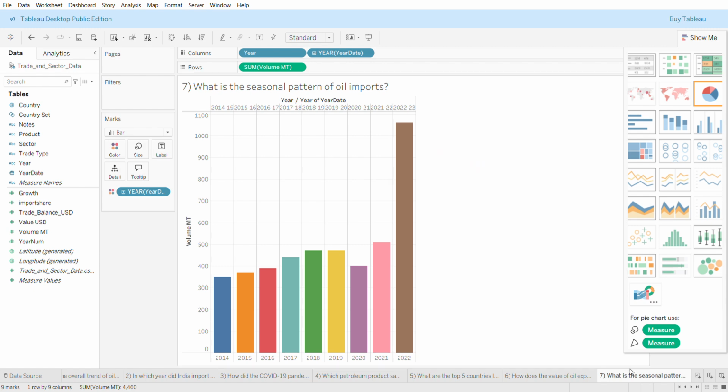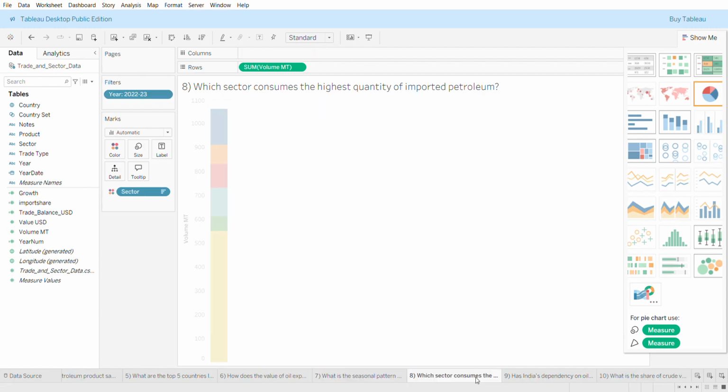And the next question is the eighth one. Which sector consumes the highest quantity of imported petroleum? Here, using sector consumption data from 2022 to 23, I identified which sectors consume the most petroleum. A bar chart shows the volume consumed by each sector clearly: transport, then residential, then power generation and industry, which matches expected petroleum use patterns.